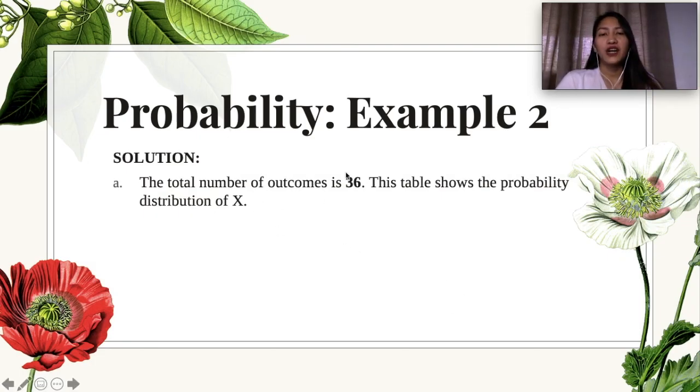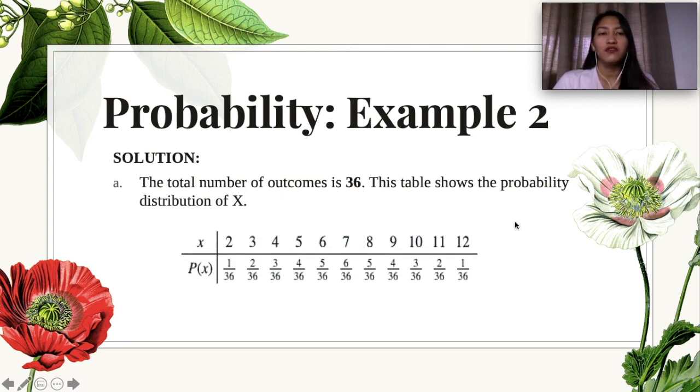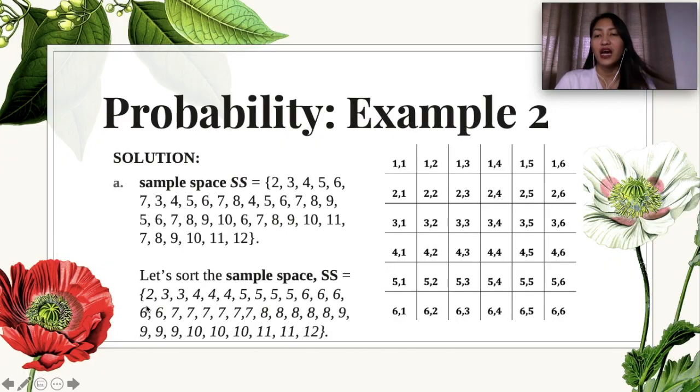Okay, so the total number of outcomes ay 36. So, ito yung table for our probability distribution. So, ito yung mga unique values: 2, 3, 4, 5, 6, 7, 8, 9, 10, 11, and 12. Yung sum nung 2 dice, yung top face. So, yung value ng 2 ay isa lang over 36. Yung 3 ay 2 over 36 kasi meron tayong dalawa. Yung 4 ay 3 over 36 or 1 over 12. And then yung 5 is 4 over 36 and so on.